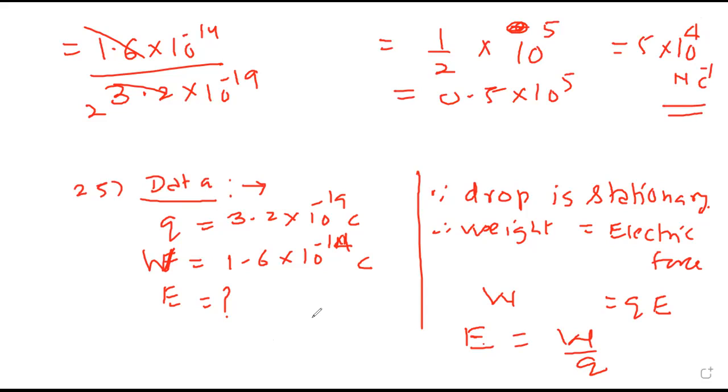Clear? Hello? Yep. Whenever the drop is stationary, that means the drop's weight is balanced by the electrical force acting in the upward direction. Hence we wrote this condition for equilibrium. Right. Copy 25th.